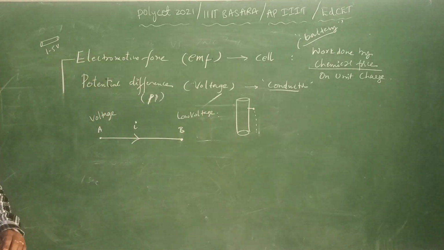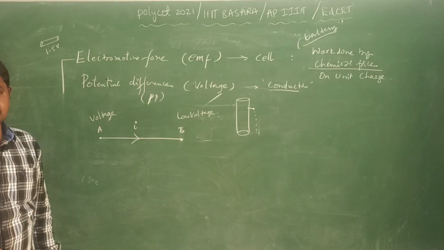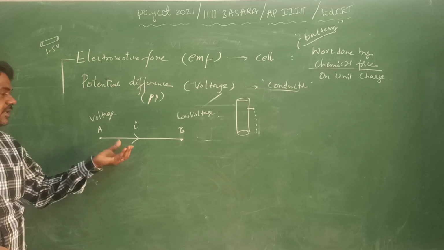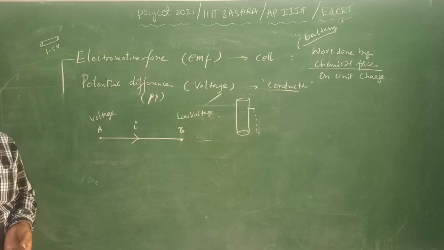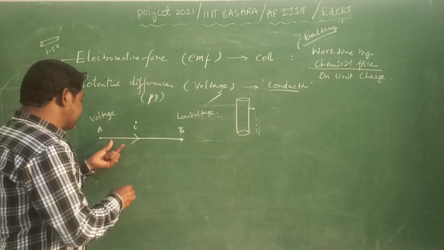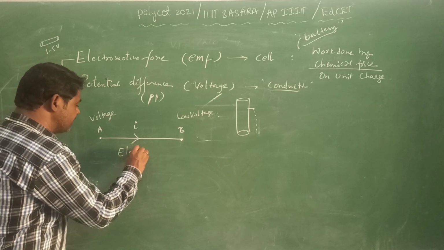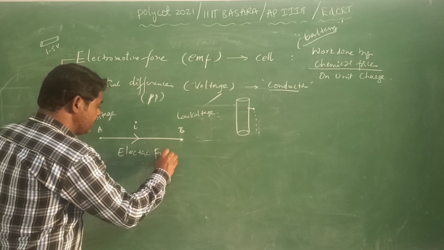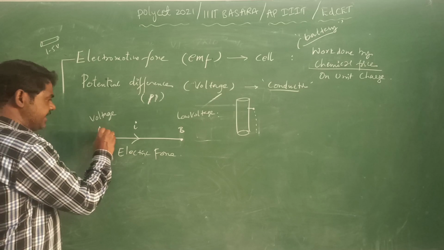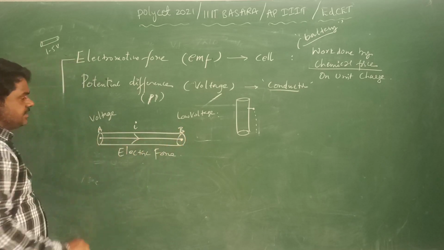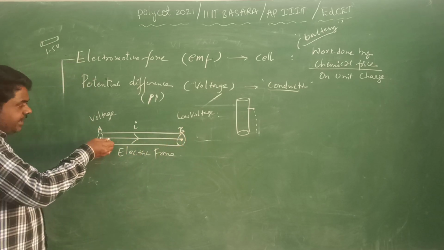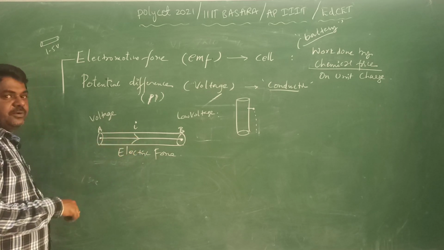So here, to move the current from A to B, who has to do the work? Here the electric force has to do the work. Why electric force? Because this is a conductor, right? In the conductor, an electric field is already set up.